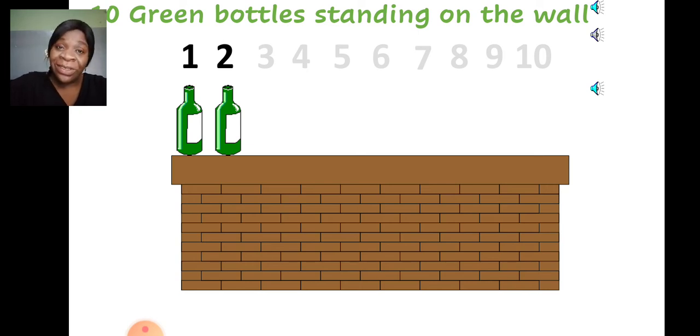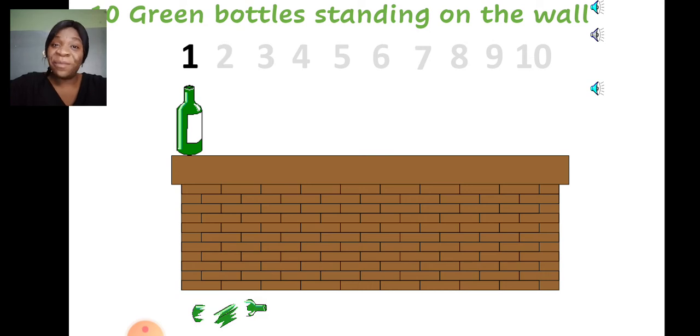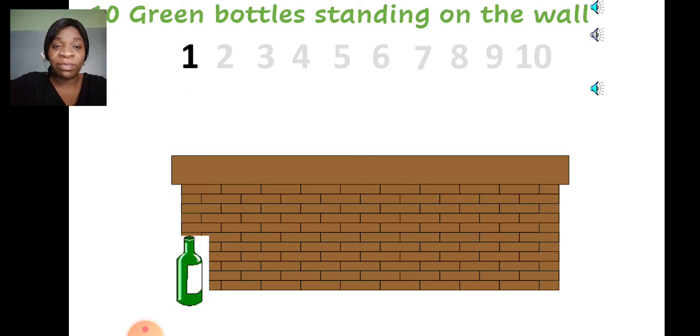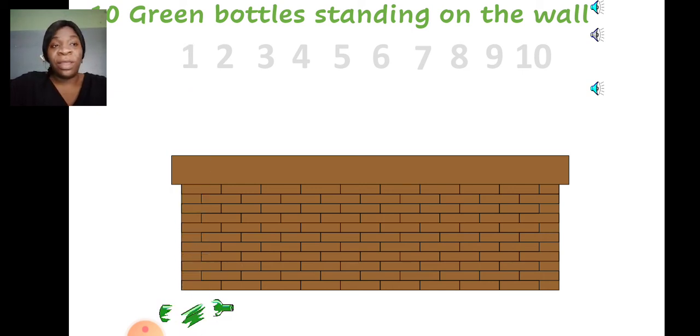2 green bottles standing on the wall. And if one green bottle should accidentally fall, there will be 1 green bottle standing on the wall. 1 green bottle standing on the wall. And if one green bottle should accidentally fall, there will be no green bottles standing on the wall.